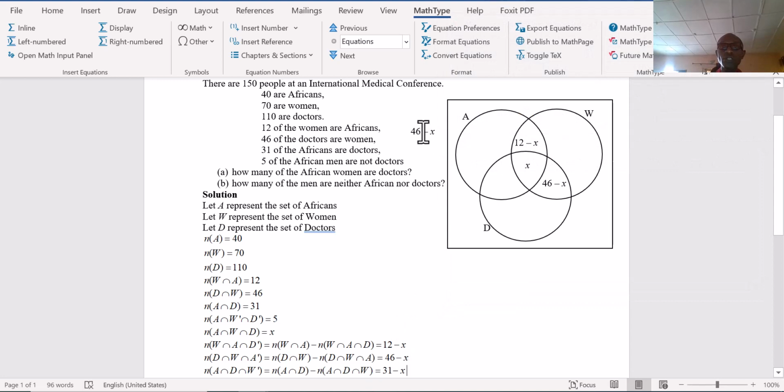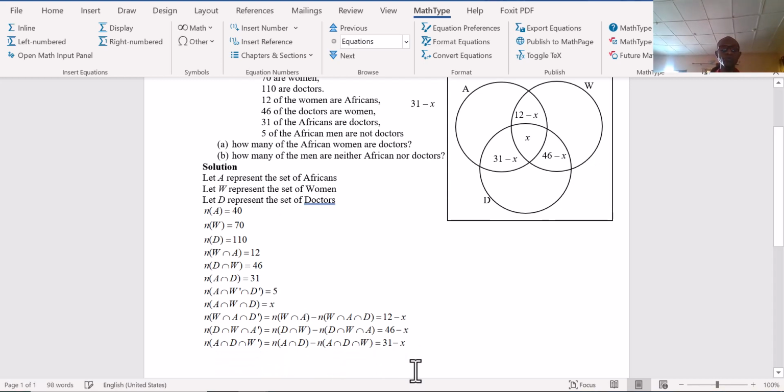So I need to change this 31. So we drag them here. So that's that. So we have all this information. Now the other information we are given is this side, that those who are just Africans, they are not doctors and they are not women, and it says that they are just 5. So we can work with that information also. Everything here we have been given that it is 5. So that is what this information implies.